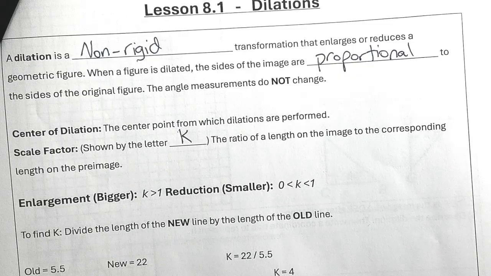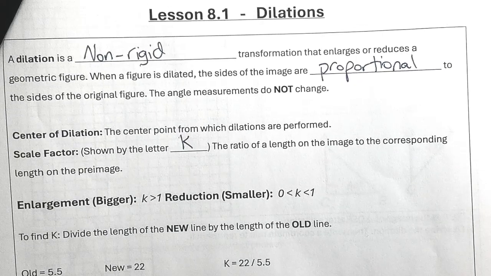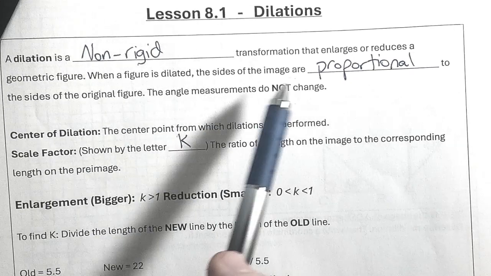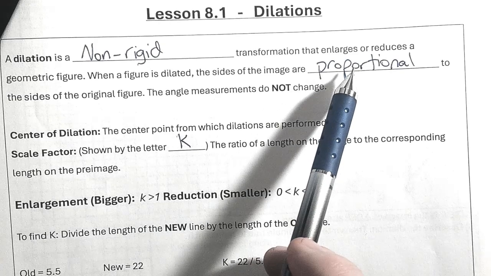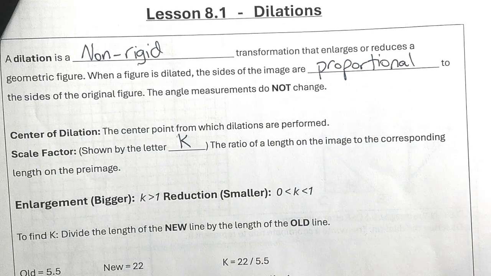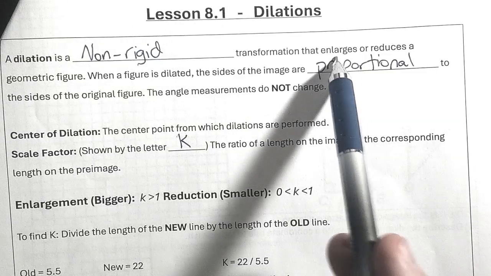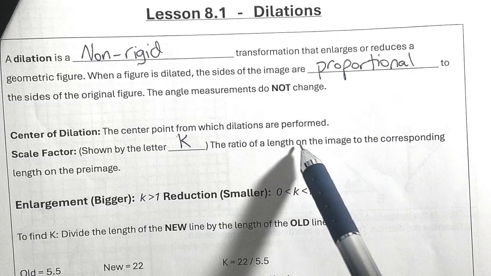All right, so a dilation is a non-rigid transformation that enlarges or reduces a geometric figure. Up until this point, we've been dealing with rigid transformations, because whether the shape moved, reflected, or rotated, the shape stayed the same. Now, this is going to enlarge or reduce, so it's going to get bigger or smaller.